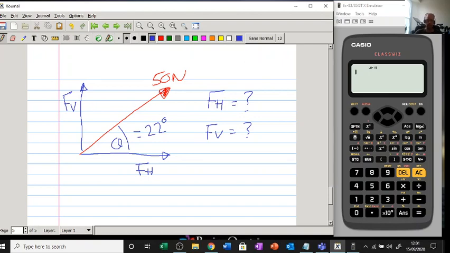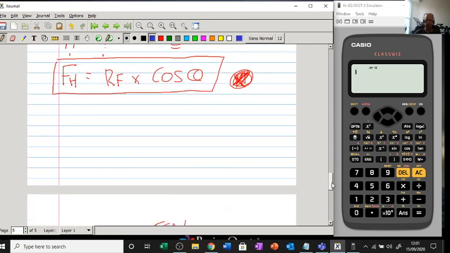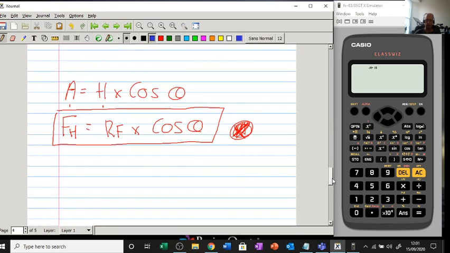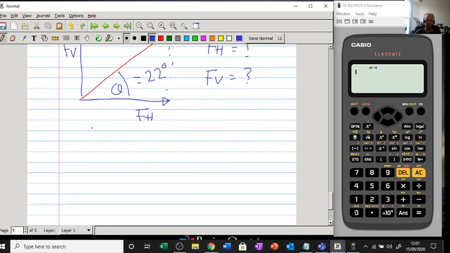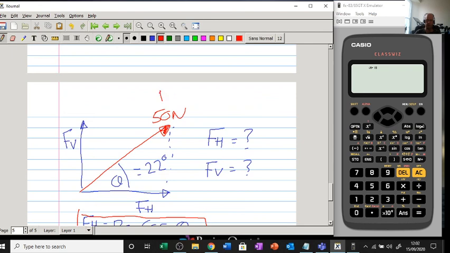I mean, you could draw a line of 5 centimeters at 22 degrees and work it out like that, a scale drawing. But the horizontal first, so FH. We know that FH is the resultant force times cos of the angle. So FH equals the resultant force times cos of the angle. So we know the angle. Don't forget this is the resultant force here.